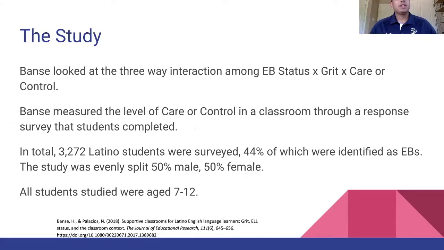So the study we looked at, it was a three-way interaction among emergent bilingual status, grit, care, or control. So it measured the level of care or control in the classroom through a self-response survey that students completed. In total, 44% of the 3,272 subjects did identify as emergent bilinguals, and it was pretty split, 50% male, 50% female.